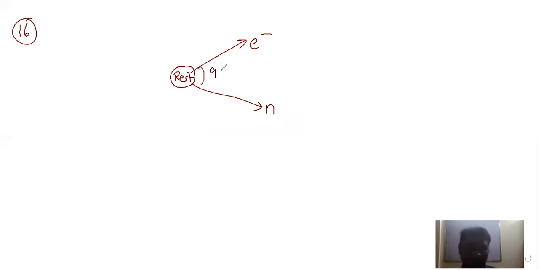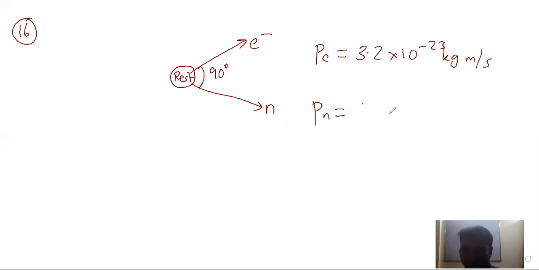These two paths are given to be at 90 degrees according to the given question. The momentum of the electron is given to us as 3.2 × 10^-23 kg m/s, and the momentum of the neutron is given as 6.4 × 10^-23 kg m/s. So this is the given information.